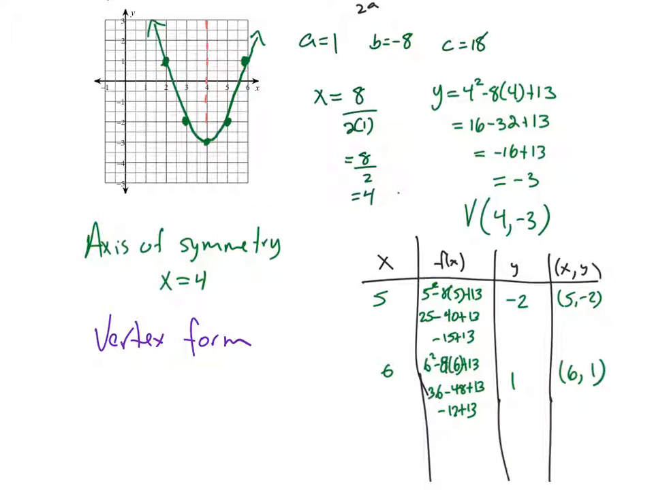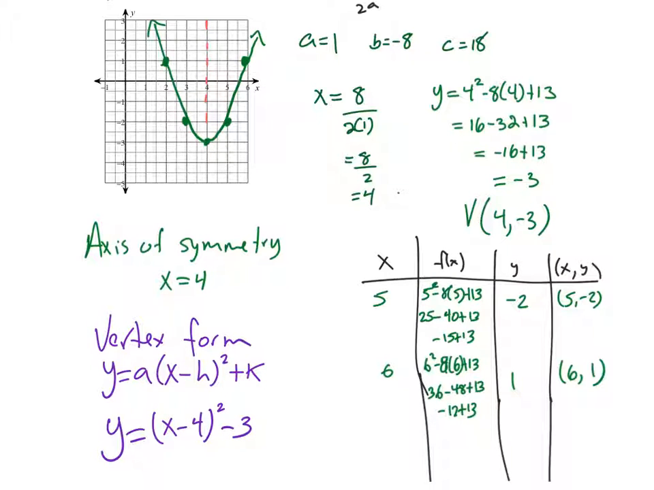rather than general vertex form equals a times x minus h squared plus k, right? So in this case, again, a is 1. So a is 1. We don't have to substitute. X minus h is 4 squared plus or minus 3. Remember that this is h. The x value of the vertex is h. And k is the y value of the vertex, so negative 3. So x minus 4 squared minus 3.